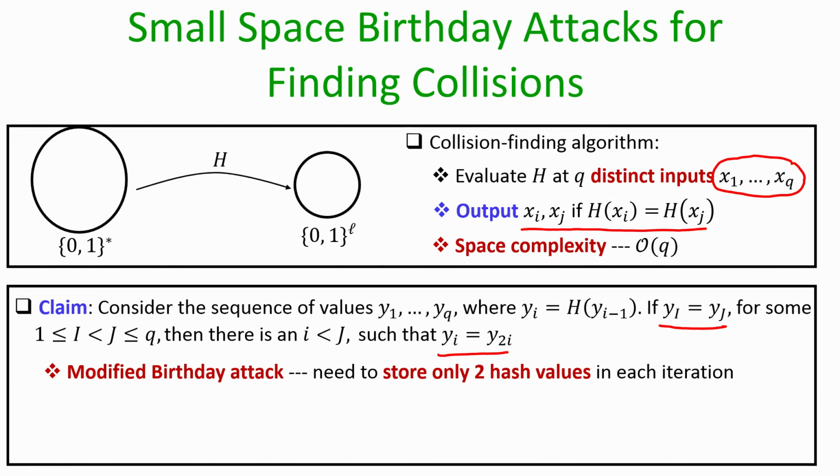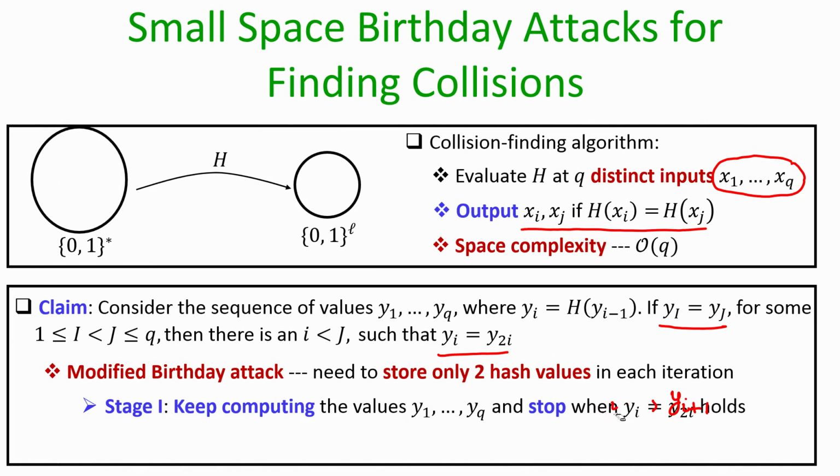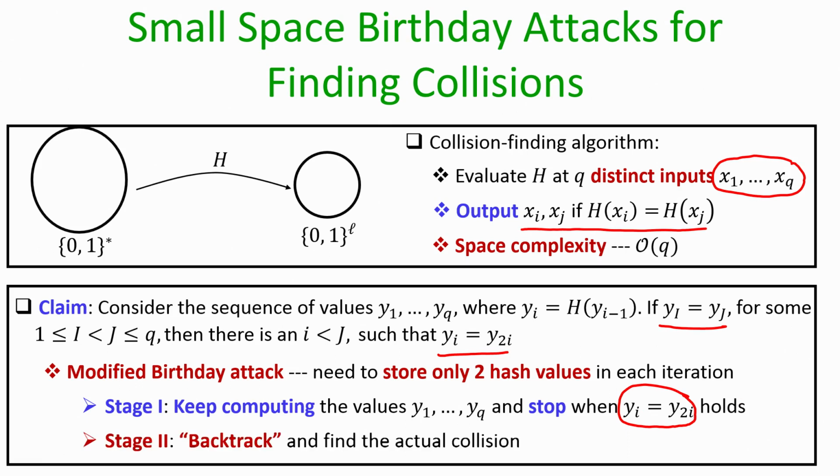What you have to do is perform the same analysis as in the previous case, but now you just need to store two hash values. In each iteration you compute the next y value, going from yi to yi plus 1, and at the same time you keep track of y of 2i as well. As soon as you obtain an index little i such that y sub i and y sub 2i are the same, that means there exists some collision in the sequence of y values that you have computed till y of 2i.